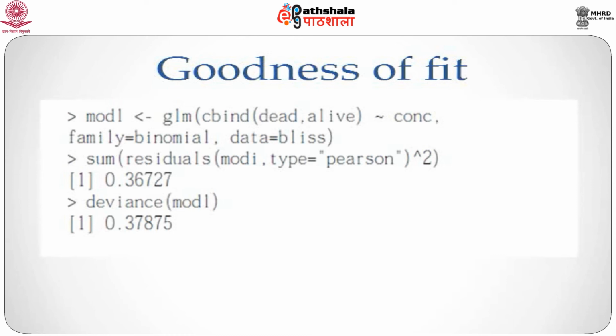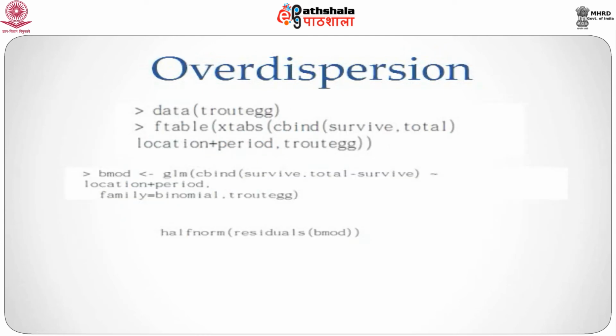The better and more natural measure to use for goodness of fit is, however, the deviance measure, and this can be returned by using deviance(modl), the derived function deviance on the modl object.